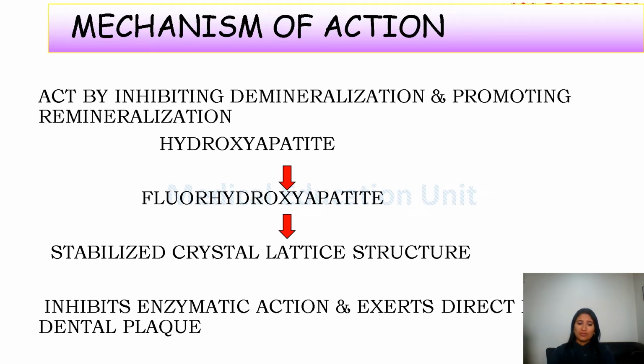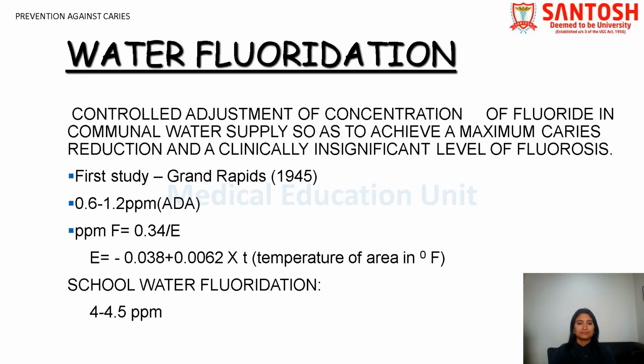What is the mechanism of fluoride? It acts by inhibiting demineralization and promoting remineralization. It acts on the hydroxyapatite particles of the tooth and converts it into fluorohydroxyapatite, which has a more stabilized crystal lattice structure, therefore inhibiting the enzyme action and preventing plaque formation.